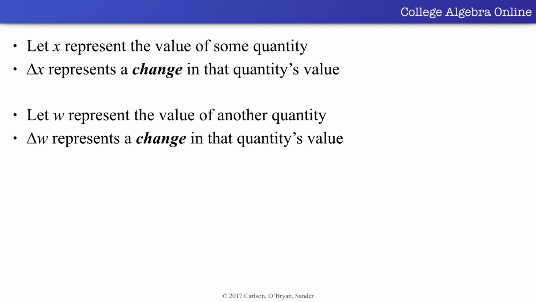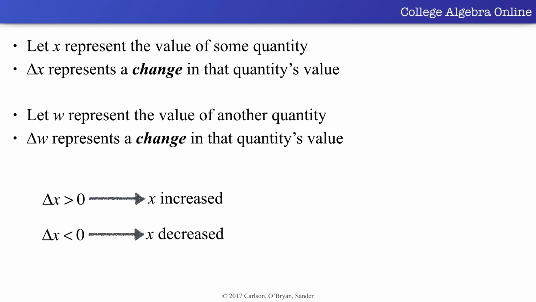When describing changes, positive numbers indicate that the quantity's value increased. Negative numbers indicate that the quantity's value decreased. If we keep track of how to represent a change algebraically, it will help us avoid messing up the sign of the change.